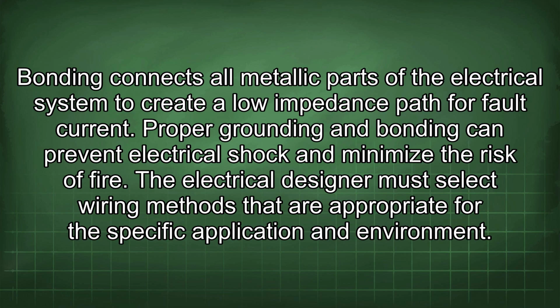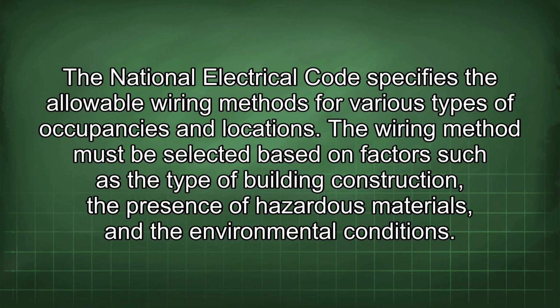The electrical designer must select wiring methods that are appropriate for the specific application and environment. The National Electrical Code specifies the allowable wiring methods for various types of occupancies and locations. The wiring method must be selected based on factors such as the type of building construction, the presence of hazardous materials, and the environmental conditions.